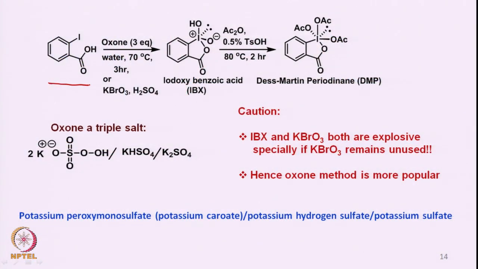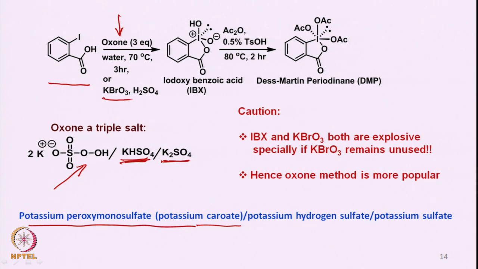How is this reagent made? You start with ortho-iodobenzoic acid and react it with Oxone. Oxone is nothing but a triple salt. Basically the oxidizing agent is potassium peroxymonosulfate, also called potassium caroate, and the other salts are only added to stabilize the long shelf life of this Oxone and also help in maintaining the reagent in a proper way. So this Oxone is reacted with this ortho-iodobenzoic acid.